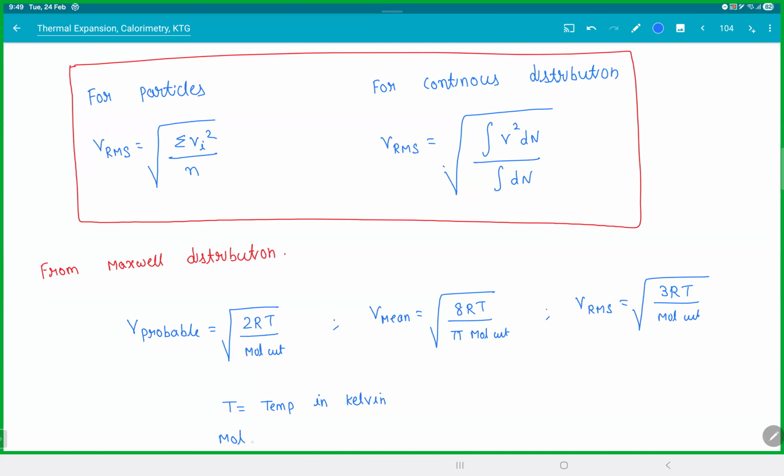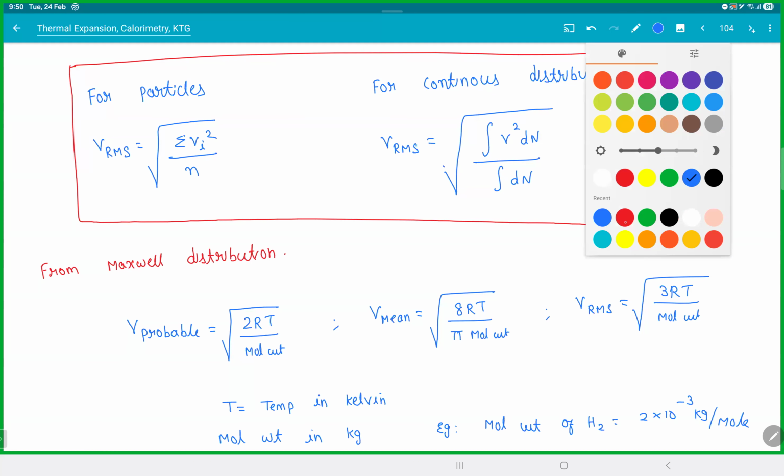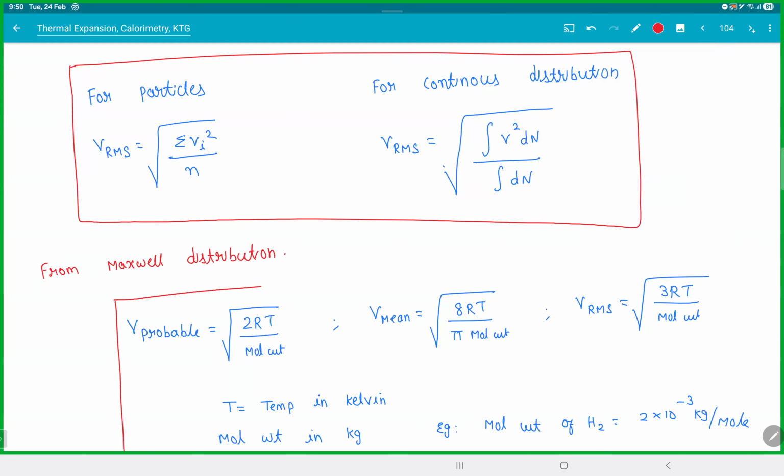For example, if helium is given, don't write 4, you should write 4 into 10 power minus 3. Molecular weight of hydrogen H2 is 2 into 10 power minus 3 kg per mole. You should not write 2 gram per mole. So these are another 3 formulas you should remember. So this is based on temperature. So this is actually how the velocities will vary.